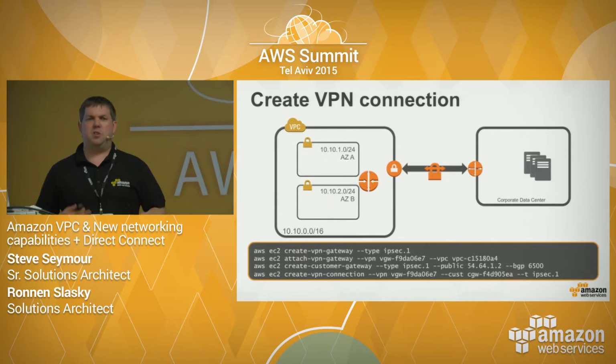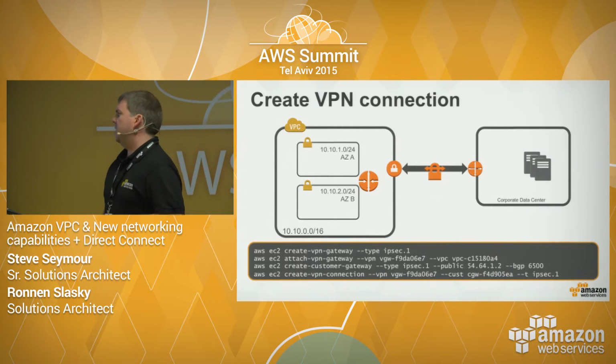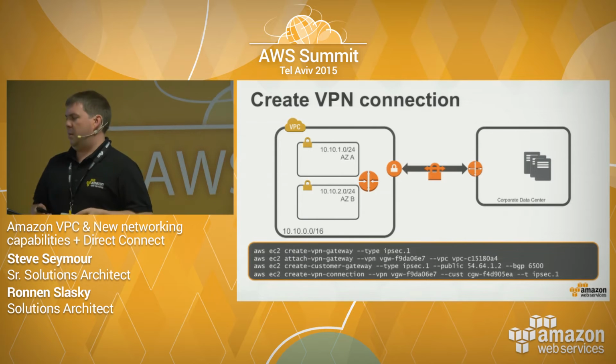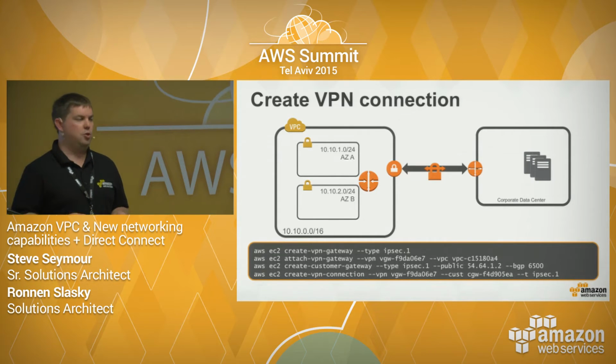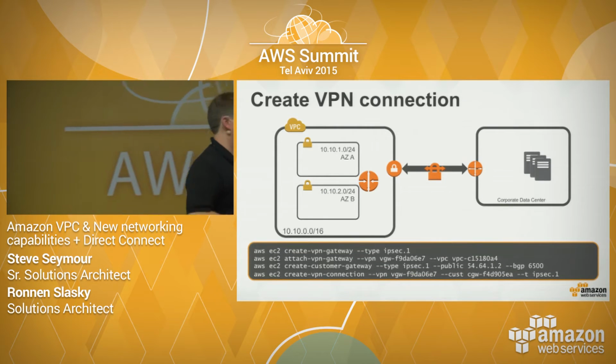Well, perhaps we need to establish some connectivity back to our corporate environment. So here we're going to use an IPSec VPN. Now this has a few additional steps involved in creating this. So you can see the first step is to create the VPN gateway, or the virtual private gateway. We then attach that to our VPC. So they're the first two examples you see here.